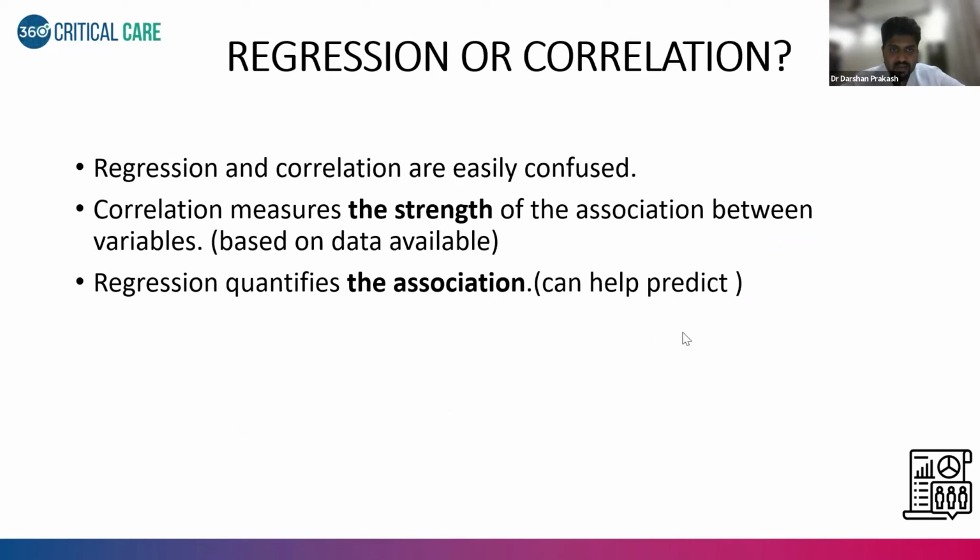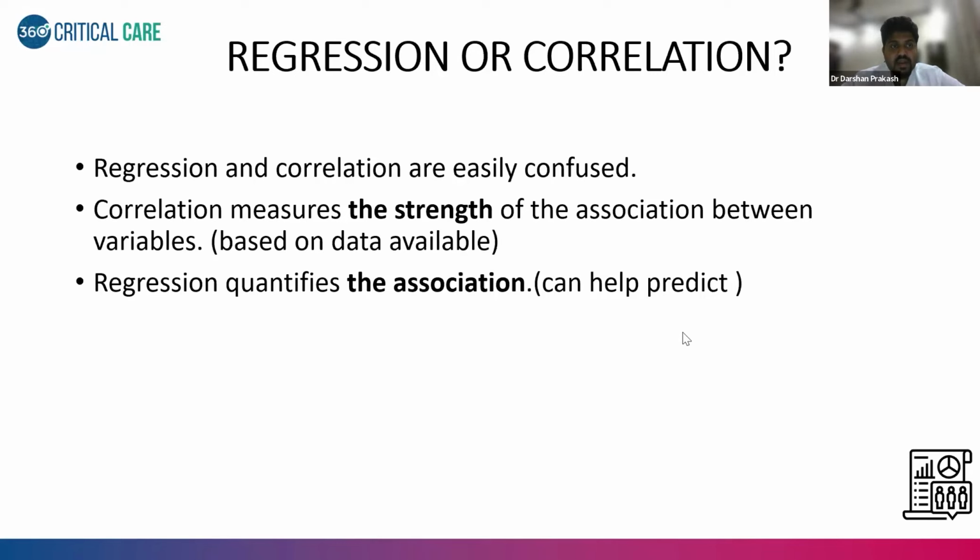You find an association. That might be a positive association, negative association, or reverse association. Any of this. So based on this, it can help us predict the further studies. So regression is a predictive tool, whereas correlation is a tool which helps us understand the strength.